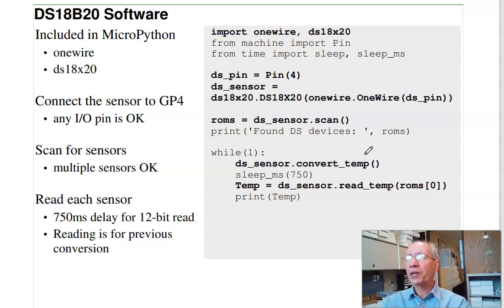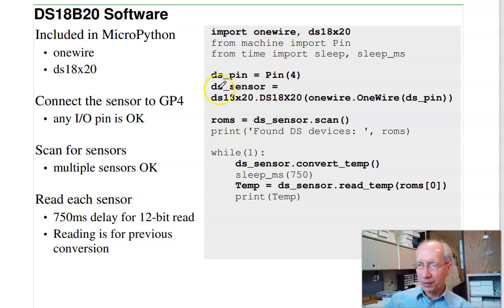In terms of software, you can dig through the data sheets and find out how to drive it, or, oops, somebody else has done that. Well, it turns out with MicroPython, the DS1820 is already part of the library. So to use it, you just need to import two routines, one wire and DS1820. That's kind of built in with Thonny. I need to tell it, which pin am I talking on? I'm going to talk on pin 4.